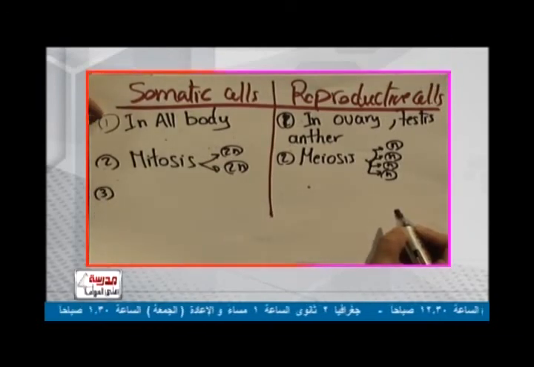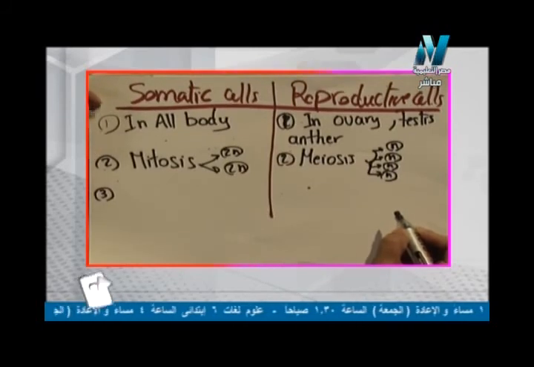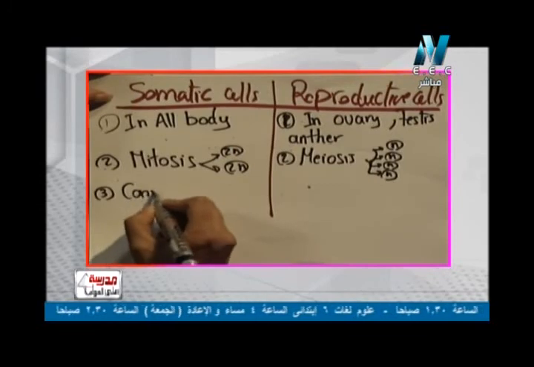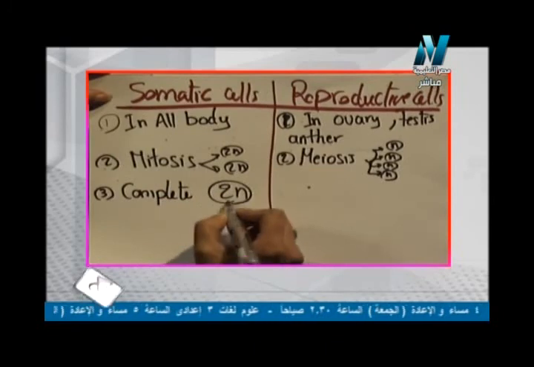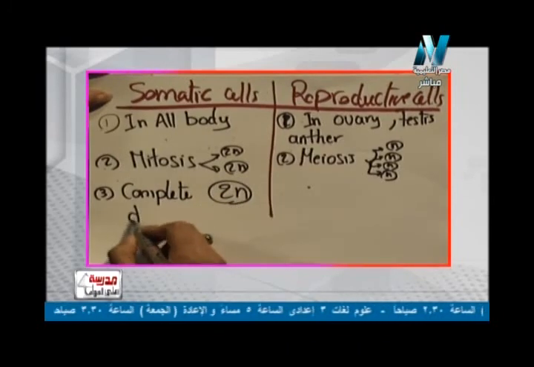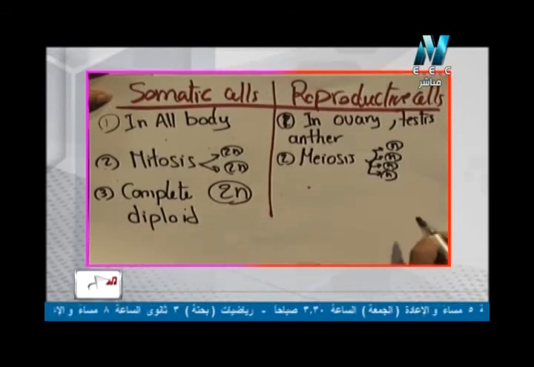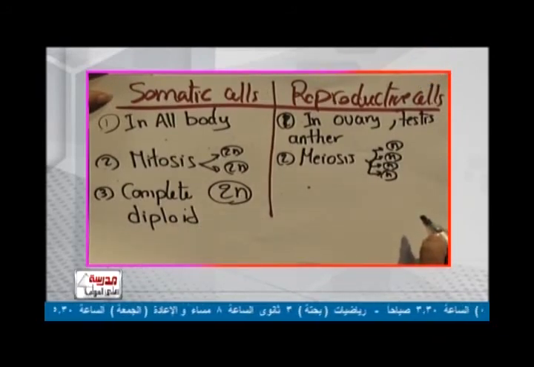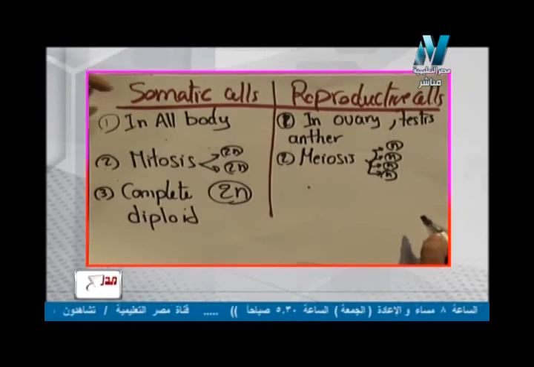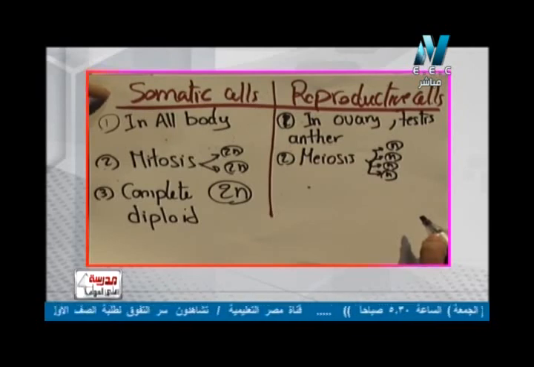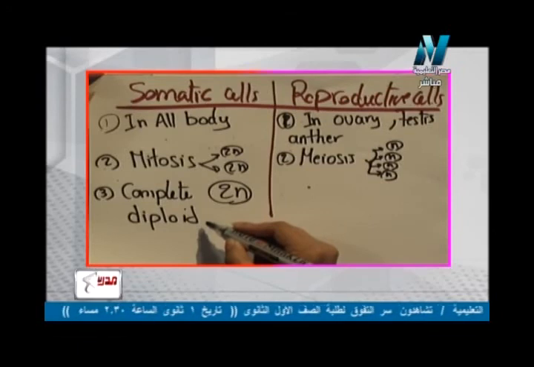Number 3, the somatic cell. We said in all body cells, we said in mitosis. What is the genetic material in it? Here it is complete, meaning 2n. So what's meant by 2n? Diploid. So here I have: write the scientific term, cell containing complete number of chromosomes. The answer is somatic cell. What's meant by diploid? Number of chromosomes, meaning complete number of chromosomes.